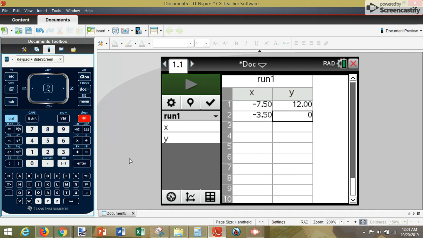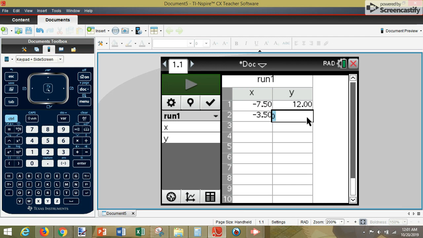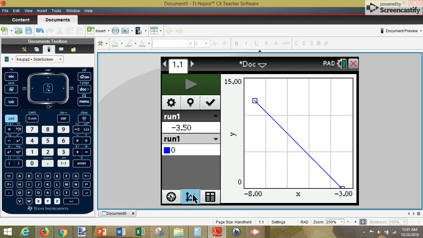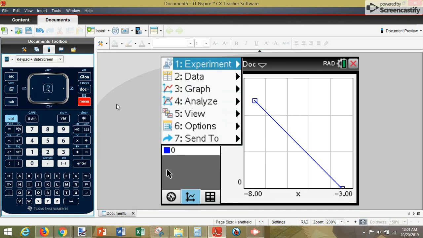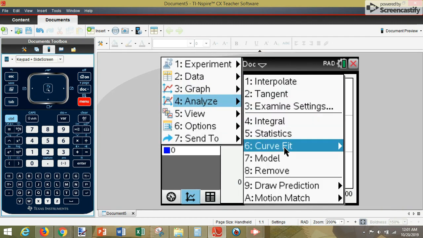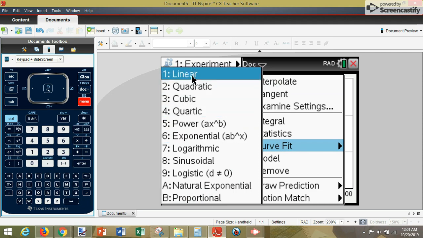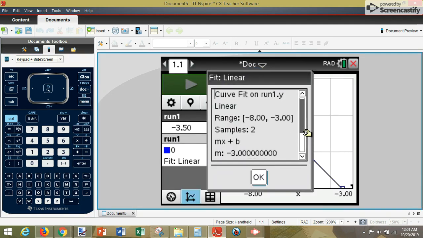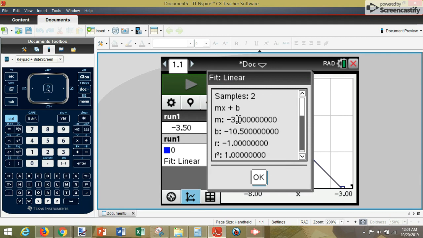Make sure that you don't leave it like this. You have to get out of it for it to calculate correctly. Click the graph in the middle, graph view, press menu, 4 analyze, 6 curve fit, 1 linear. And let's find our slope. Our slope is negative 3. Our b is negative 10.5.